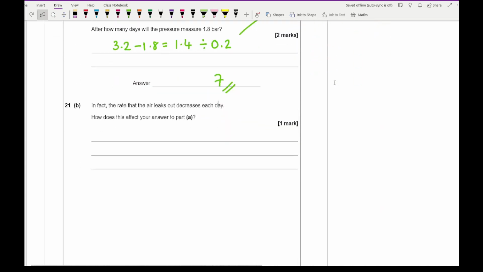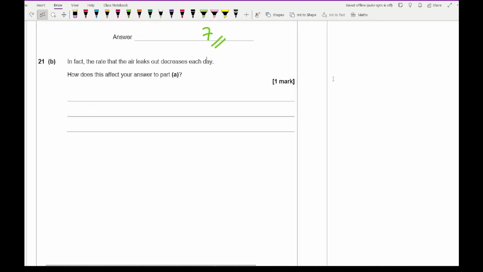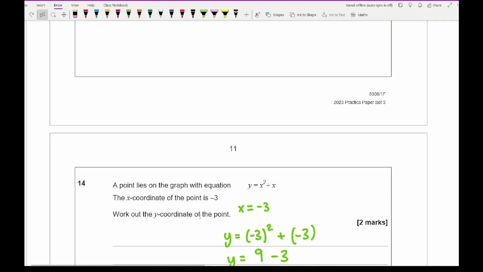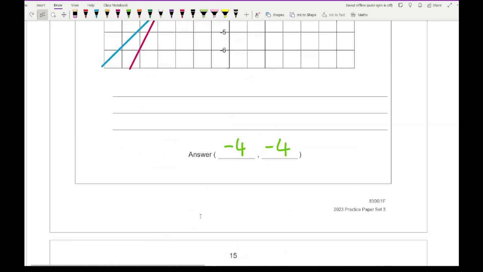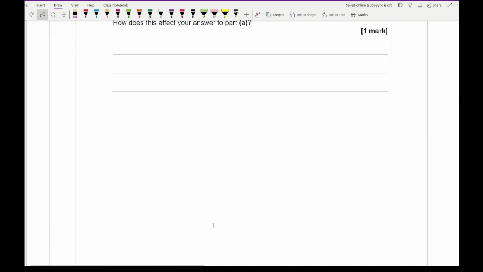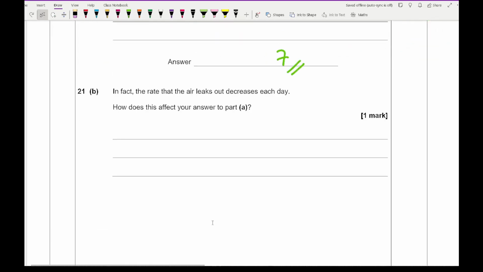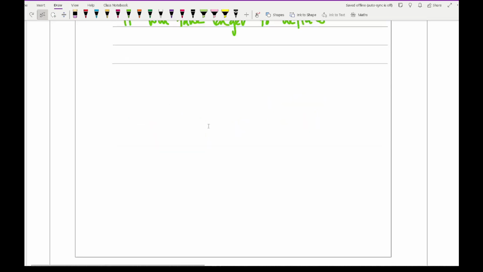Moving on to question 21, let me just zoom in because I forgot to zoom in from the graph question. And of course it's reset. Let's just go back to the question that we had here. It says, in fact, that the rate of the air leaks decreases each day. How does this affect your answer in part A? So something along the lines of that it will take longer to deflate. Something along those lines would be absolutely fine for that 1 mark.